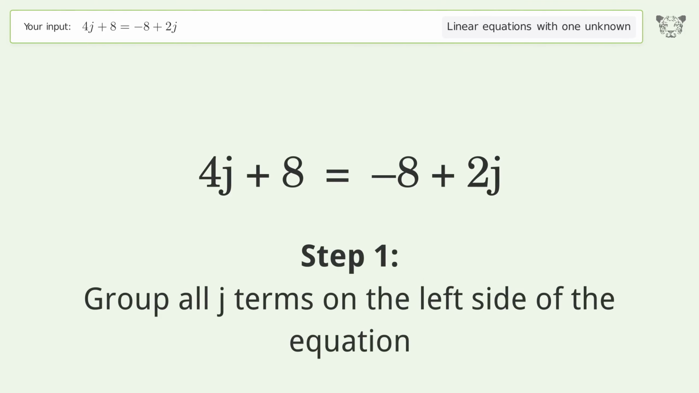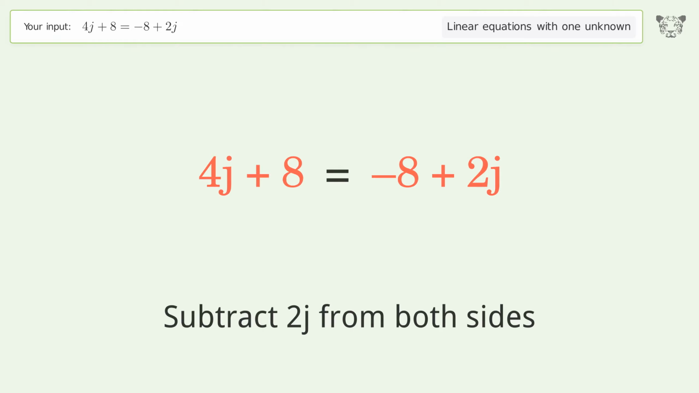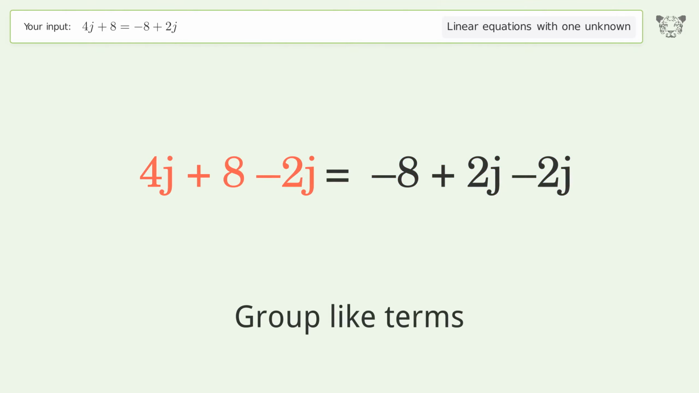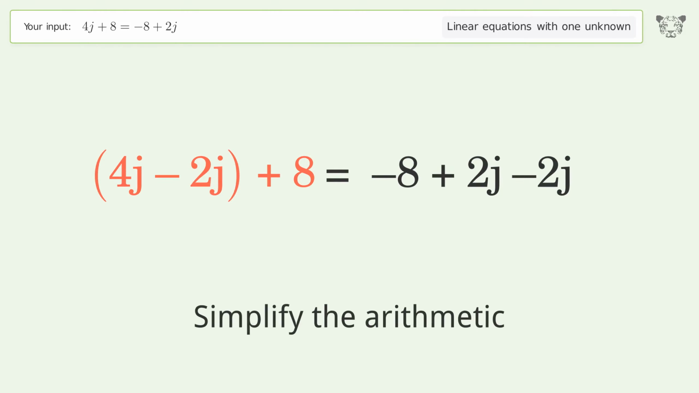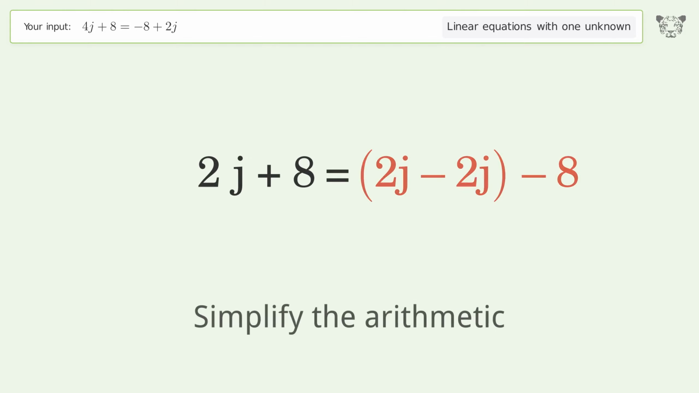Group all j terms on the left side of the equation. Subtract 2j from both sides. Group like terms. Simplify the arithmetic. Group like terms. Simplify the arithmetic.